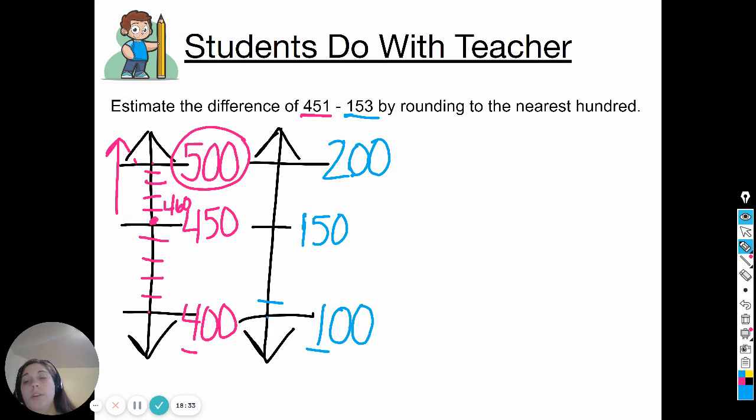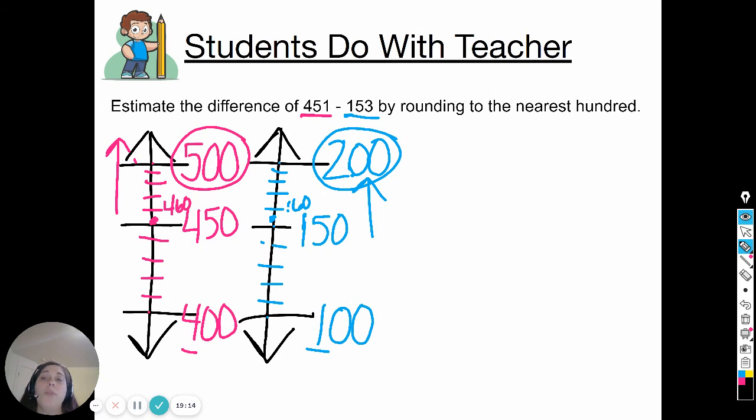100, 110, 120, 130, 140, 150, 160, 170, 180, 190, 200. 153 is going to be right in between our 150 and our 160. It's just above 150. And once again, even though it's really close, it's still above halfway, so we round up to 200.